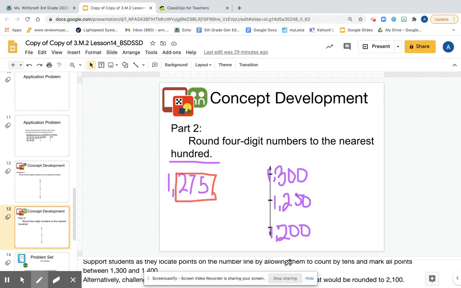Pause the video, see if you can plot that point. Just think of it as plotting the hundreds. Don't let that 1,000 throw you off. Okay, I plotted mine right in the middle, right about here. So I can conclude that 275, or 1,275, is a lot closer to 1,300.